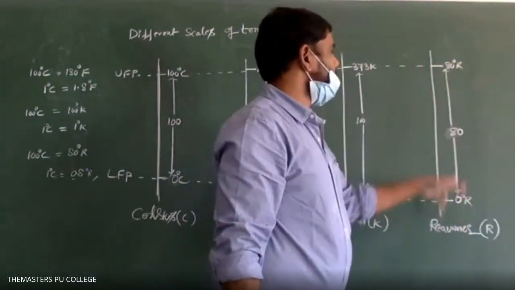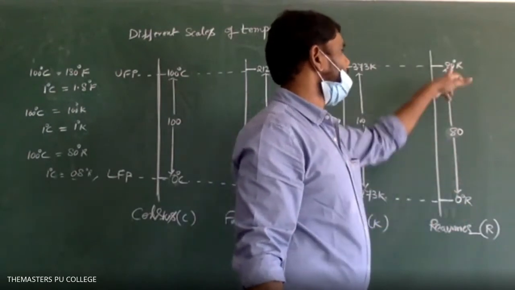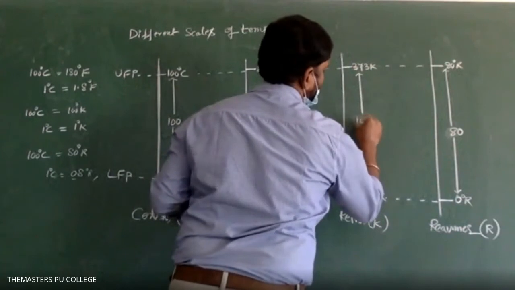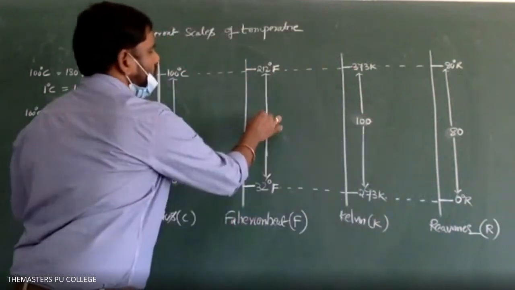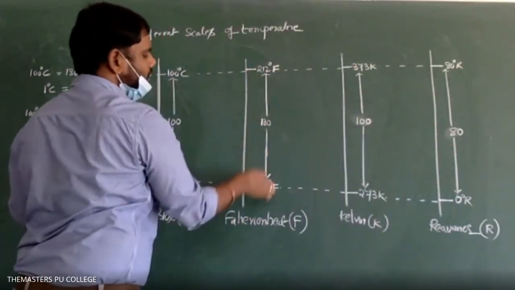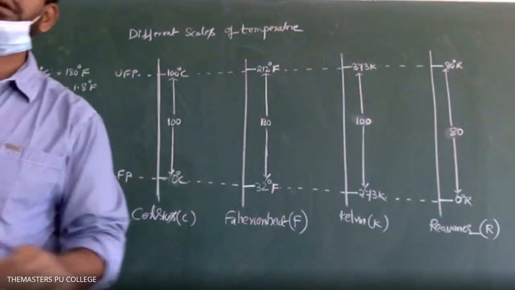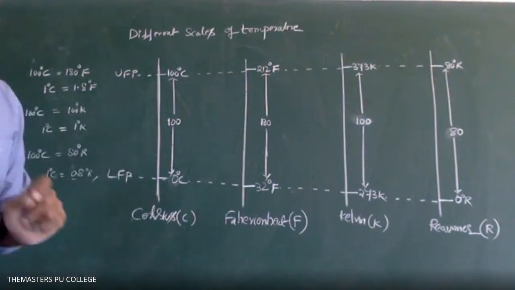Here 80 divisions are there between LFP and UFP on the Reaumur scale. Here 100 divisions are there between LFP and UFP. Here 180 divisions are there between LFP and UFP. Here 100 divisions are there. Okay, so make a note of this one point.